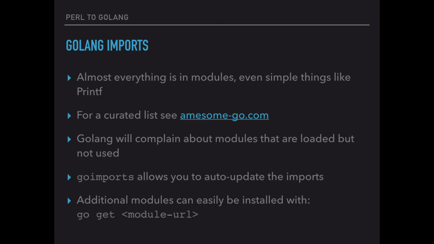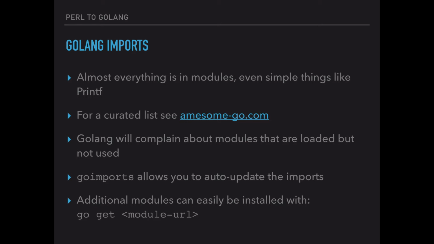Golang has an extensive module system and almost everything is contained in modules. You'll find yourself loading the same modules quite often, like FMT, IO, strings, and others. If you're looking for a specific module, check out awesomego.com, which has a curated list of modules sorted by category.